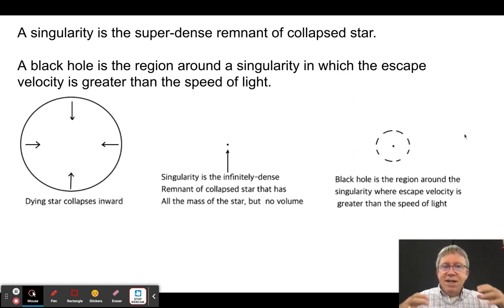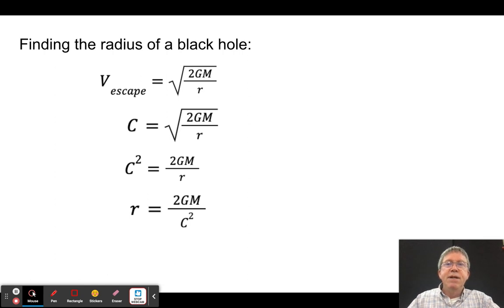So black holes have this idea that things go into them, they don't come out, because the escape velocity is greater than the speed of light, and you can't go faster than the speed of light. If I want to find the radius of the black hole created by a collapsed star, I'd start with the escape velocity equation, the square root of 2GM over r. I'd substitute the escape velocity for the speed of light, which we use the letter c. So the speed of light equals this. Now I'm just going to solve this for r, and I get this. This would be the radius of a black hole.